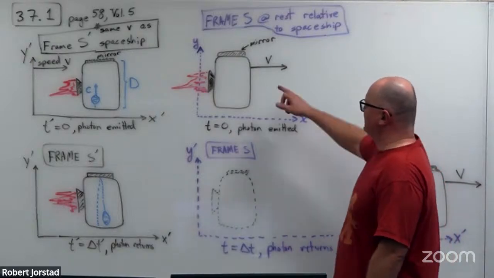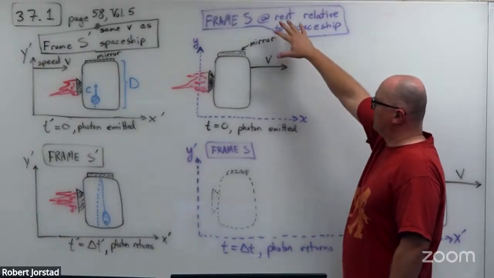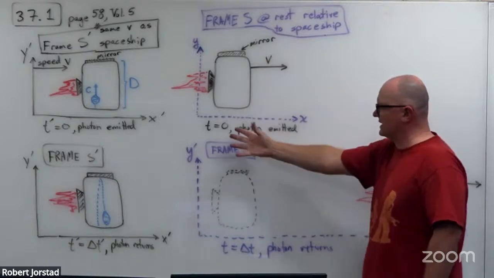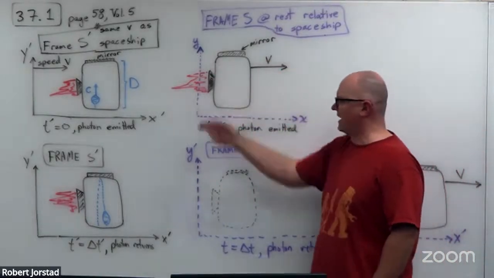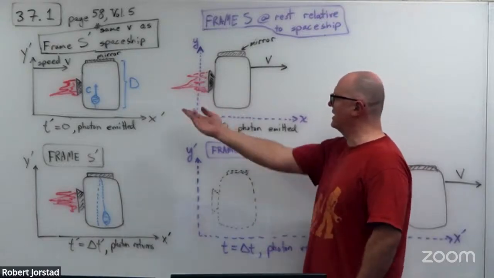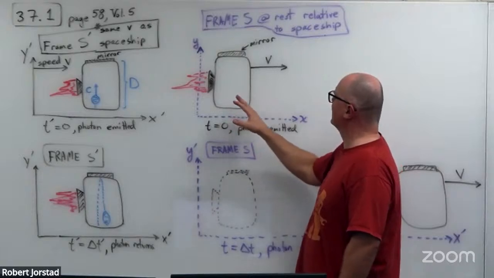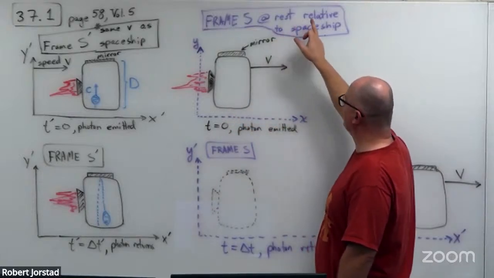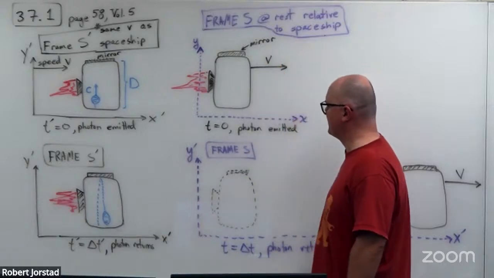We've got a spaceship that's traveling at some speed v. I'm going to call this frame S, just because I needed the space to work here, and that is a frame that is at rest. So you can imagine you're just standing here and the spaceship goes flying by. So that's the frame that we're talking about here. The spaceship is moving with some speed v, all right?